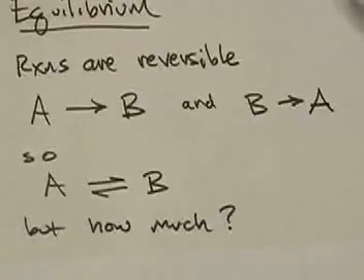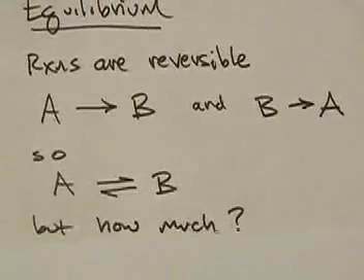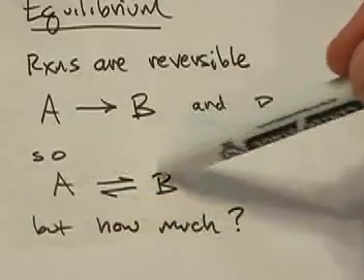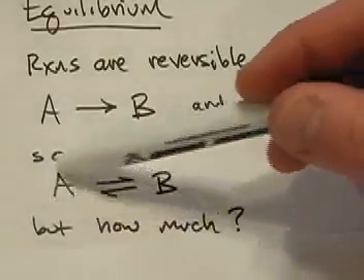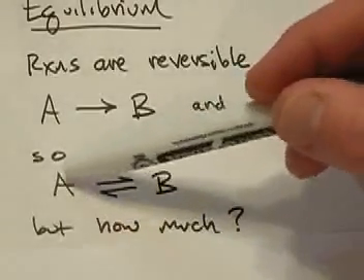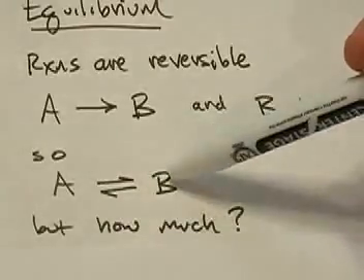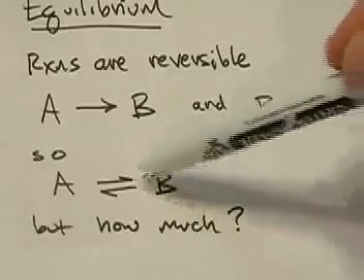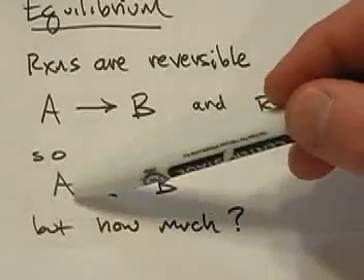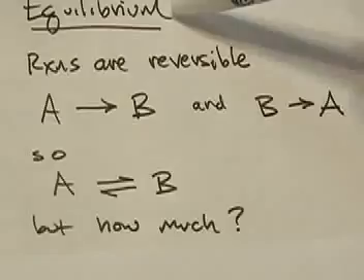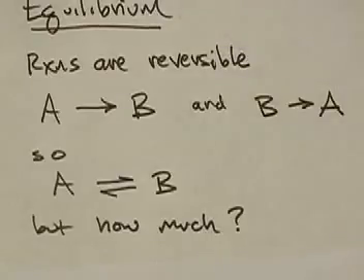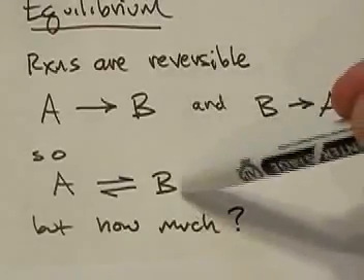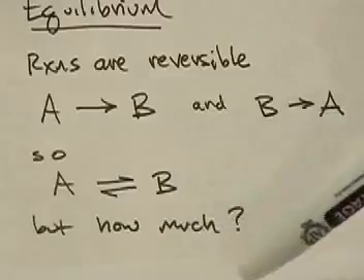But how much does this happen? Does all of A go to B and you're just left with a minuscule amount of A? Or does only half of it go to B? Or does only a tiny bit become B and there's a lot of the reactant left over? That's what this chapter helps decide, is how much. And we can calculate, using something called the equilibrium constant, how much product and how much reactant we get.